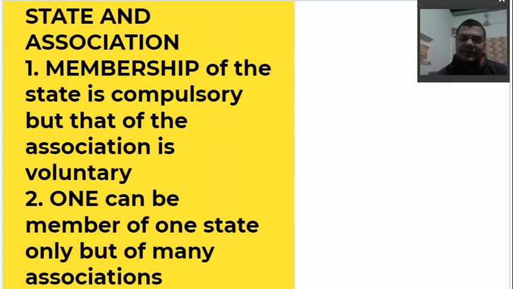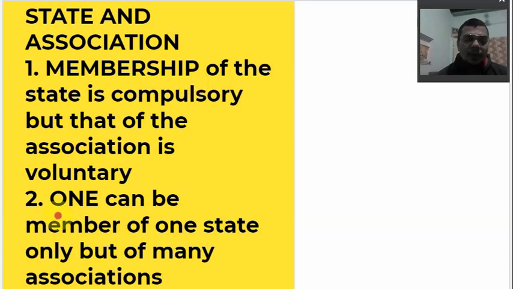And how they are different: the first thing is that the membership of a state is compulsory, but that of an association is voluntary. If you are living in India, you're an Indian citizen, so you must be a member of the Indian Union. Or if you're living in America, you must be a member of the American Union, otherwise you will be thrown out someday. So it is compulsory, but in the case of an association, it is voluntary. You may want to be a member of some group, or you may not want to be a member of that association. It's completely up to you. Basically, it's a choice whether you want to be part of a group or not.